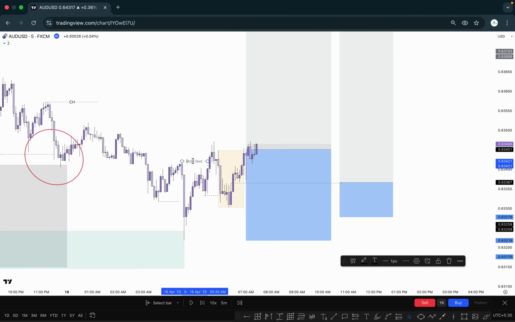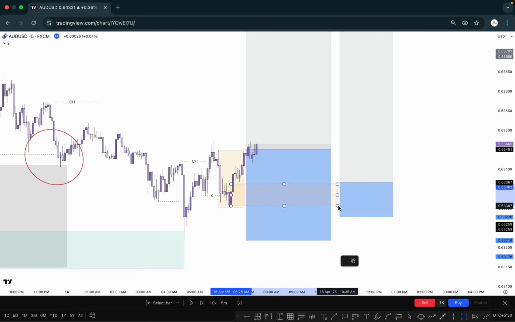Structure shifted here, bearish to bullish. Break this one, must have taken out the investment. Market has already taken out the investment, price is trying to go higher. An unmitigated order block is created here. And if price comes back to this point, we are interested in the buy, but where is the stop loss?